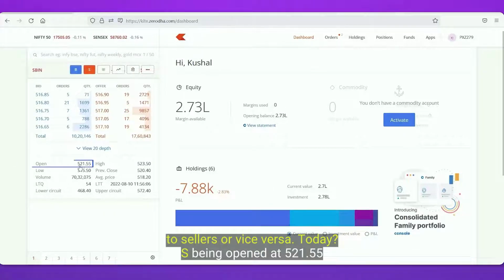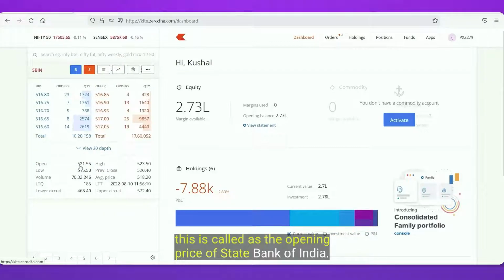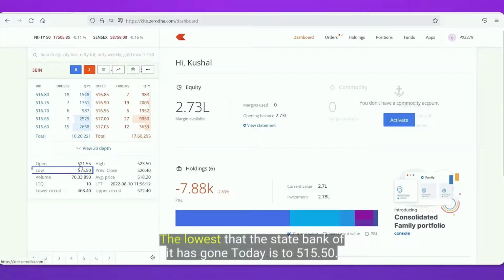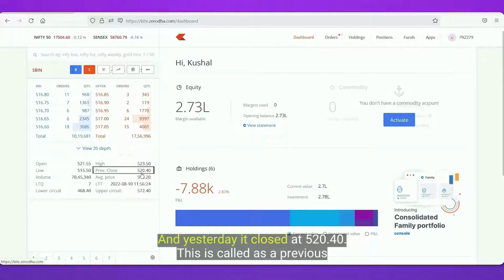Today SBIN opened at 521.55. This is called the opening price of State Bank of India. The lowest that State Bank of India has gone today is 515.50. The highest State Bank of India has gone today is 523.50. And yesterday it closed at 520.40. This is called the previous close.